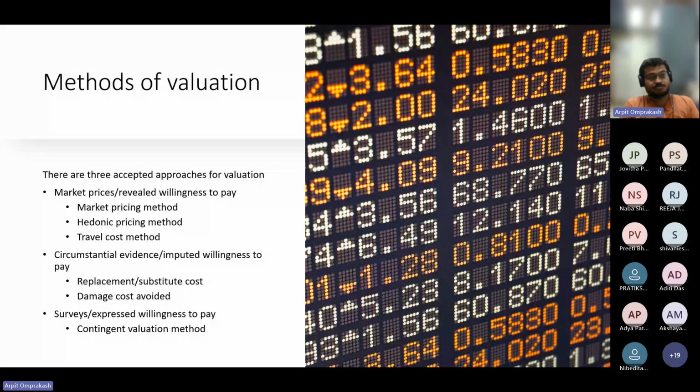So, for example, if I'm spending 10,000 rupees to go to Kanha National Park and look at a tiger, then seeing a tiger is worth 10,000 rupees for me or more than that. Otherwise, I won't pay 10,000.